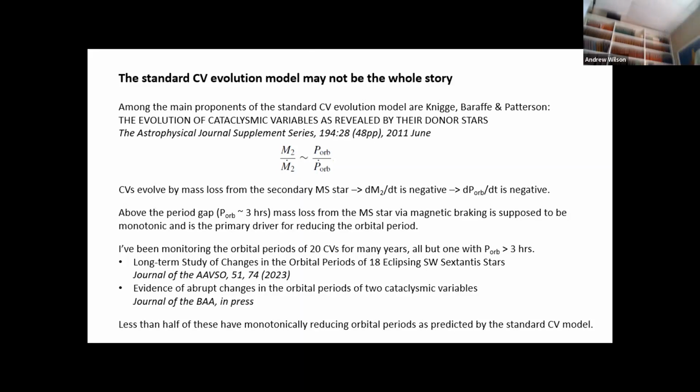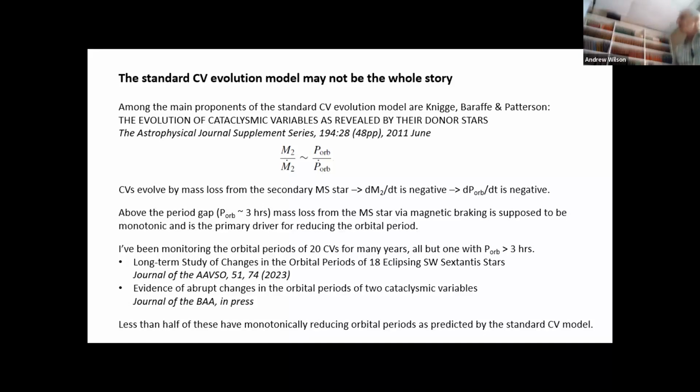So we're probably all fairly familiar with the standard CV evolution model. We've heard a little bit about it earlier today, but CVs, after they emerge from the common envelope state with a period of 10, maybe 15 hours, will gradually evolve to shorter and shorter periods until they reach the period gap of about 3 hours.